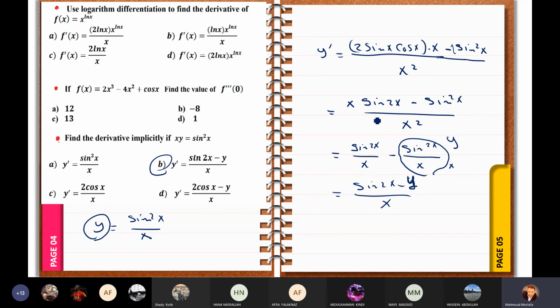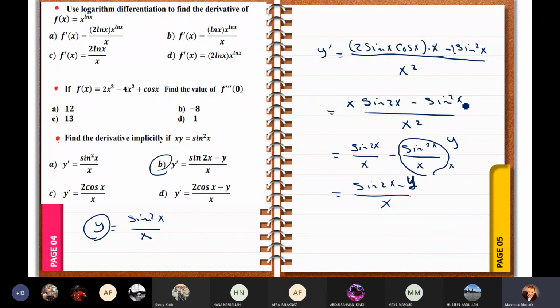First one, x sine 2x divided by x squared. So sine 2x over x. Teacher, what happened to cosine? Can you repeat? 2 sine cosine, it is sine 2x. Now, x sine 2x over x squared is sine 2x over x. You can delete x by x squared.